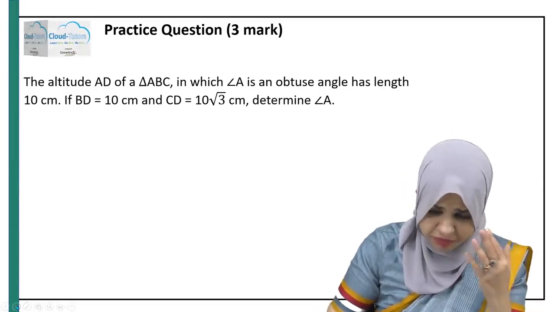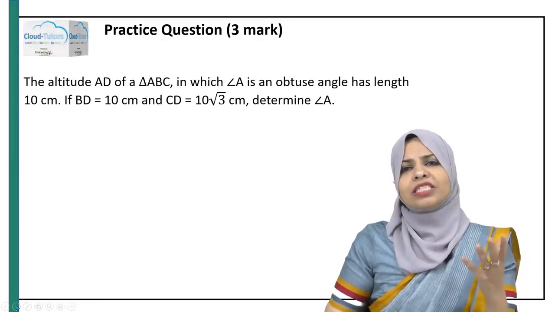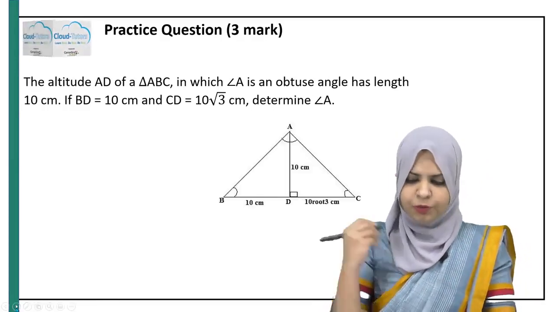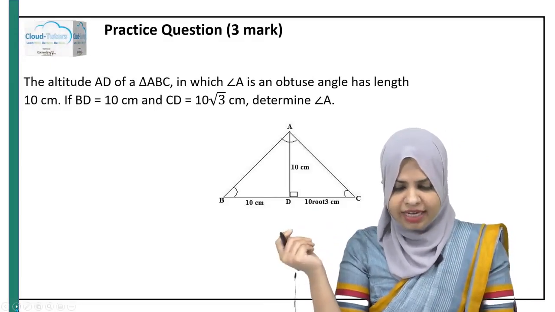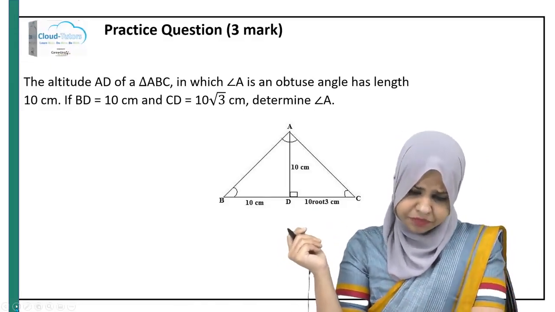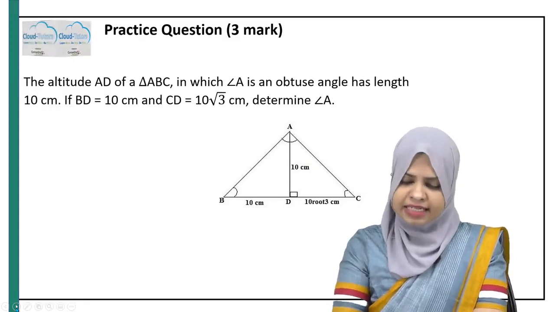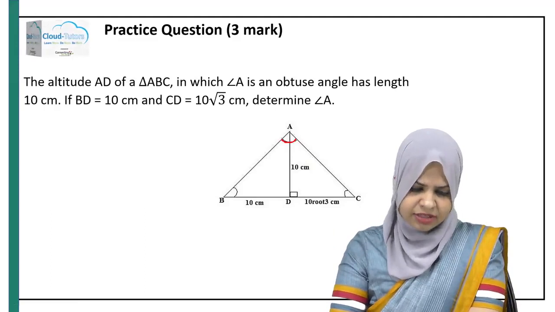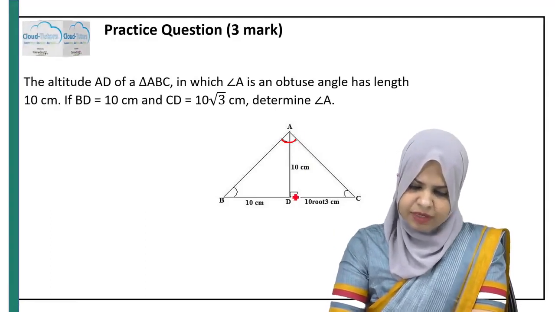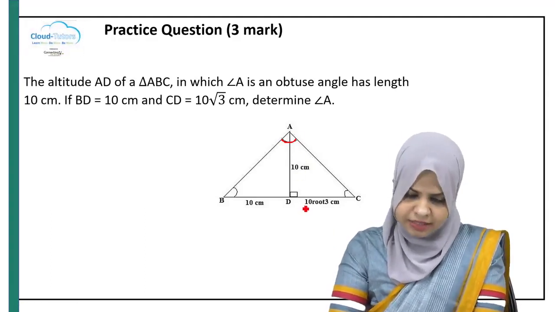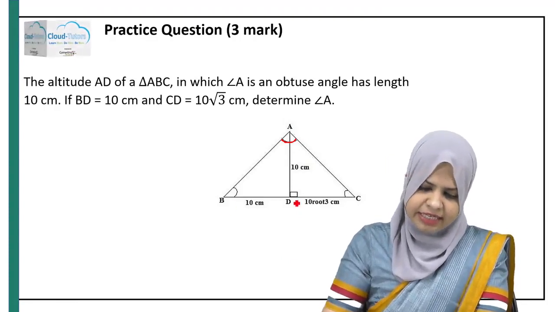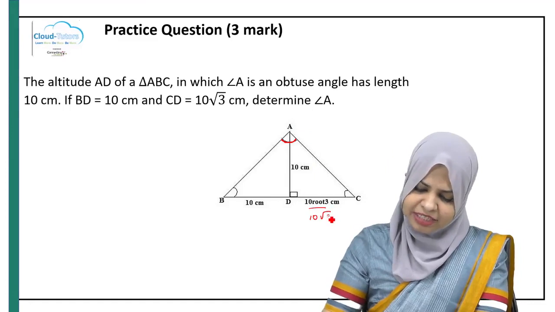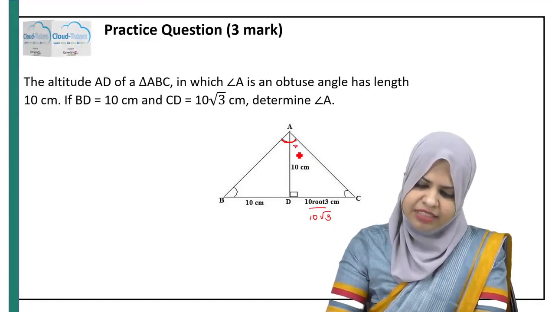So let's recreate this question in the form of a picture, right? Pictorially represent. So it would look like this. So I have a triangle ABC, in which angle A is an obtuse angle. This angle is an obtuse angle and has a length 10 centimeters. So length is 10 centimeters. If BD is 10 centimeter and CD is 10 root 3 centimeters, I have to find this angle A.